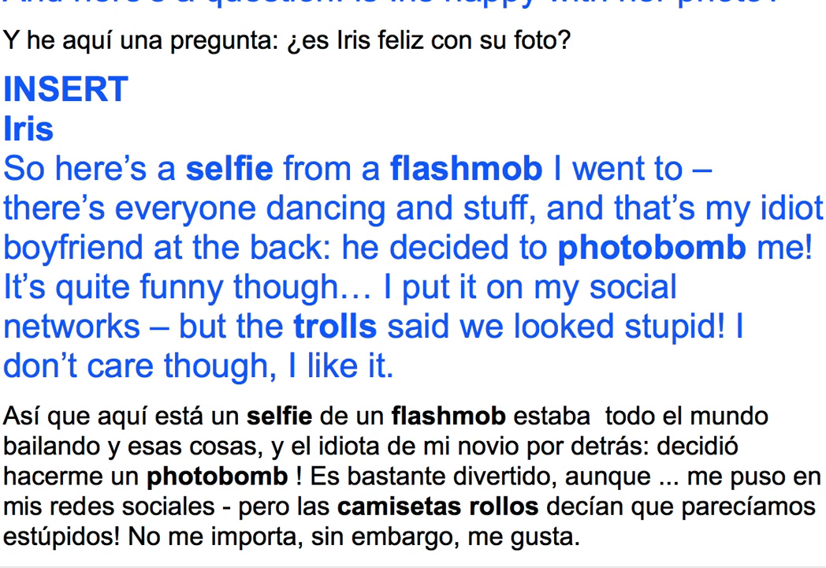So here's a selfie from a flash mob I went to. There's everyone dancing and stuff. And that's my idiot boyfriend at the back. He decided to photobomb me. It's quite funny though. I put it on my social networks. But the trolls said we looked stupid. I don't care though, I like it.